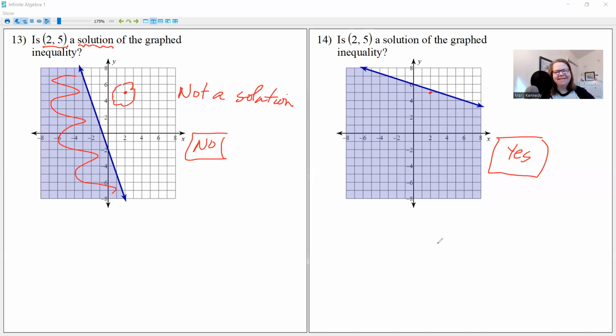Okay, hope that helps. Let these be the simple ones in the questions that you have in the section.